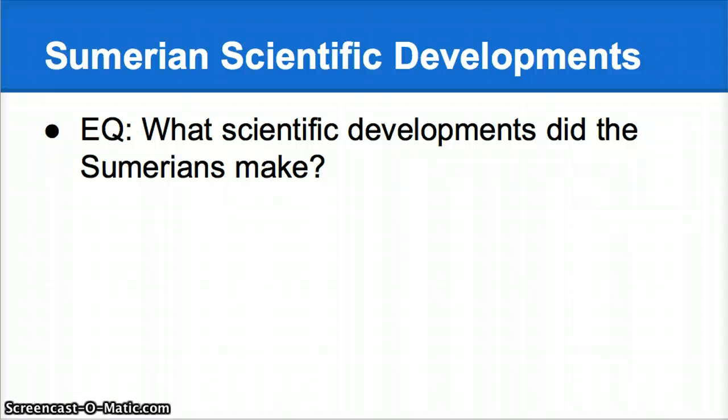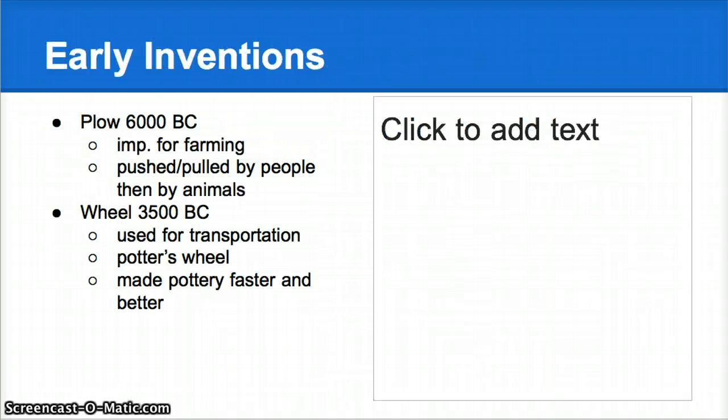Sumerian scientific developments. What scientific developments did the Sumerians make? Sumerians invented tools and developed special knowledge to improve their lives. Early inventions include the plow, which is around 6000 BC. This was important for farming. It was either pushed or pulled by people and then eventually by animals. And this helped farmers get a lot of work done a lot quicker.